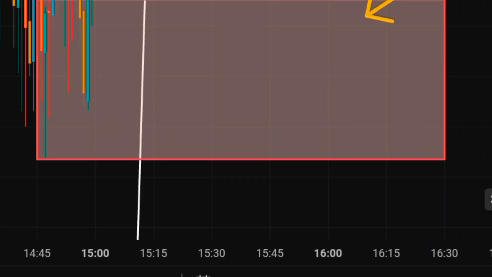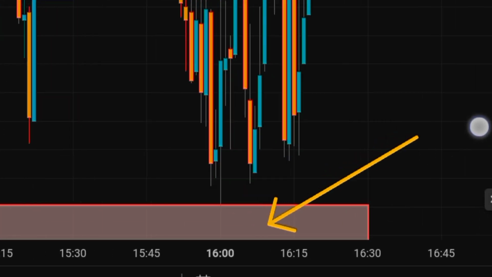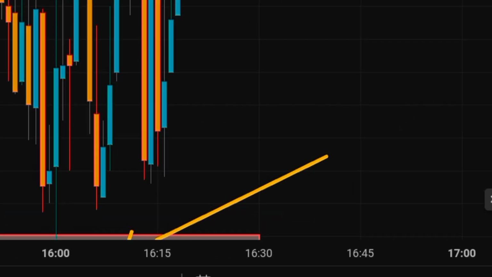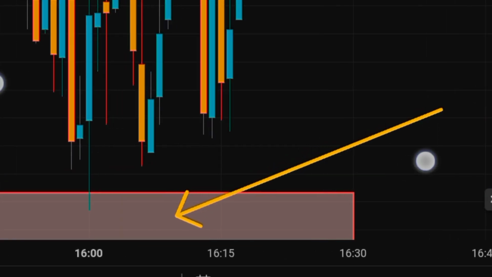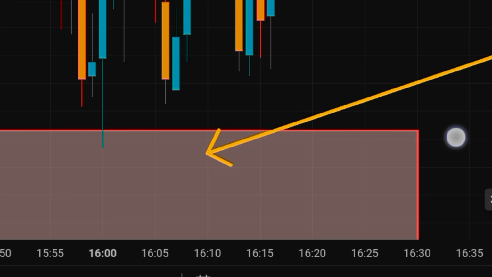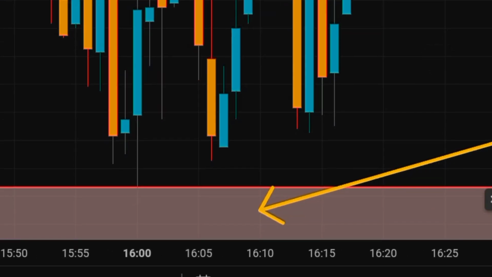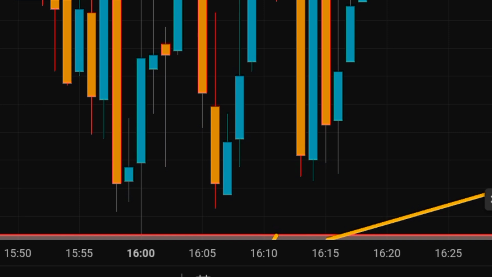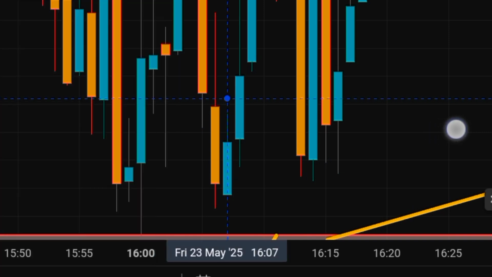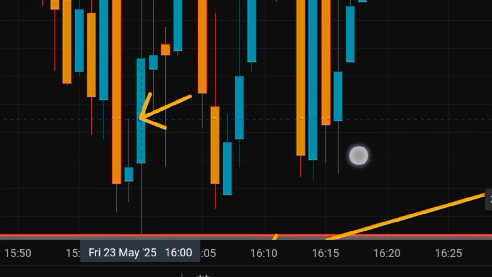So here I'm on my 1 minute. So here is my 1 minute. You can see that this market has come into that very zone that we marked. Here is the zone, and the market has come into that zone. And as that market comes into this zone, it closes bullish with this very huge candle.